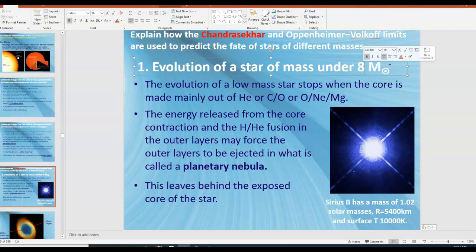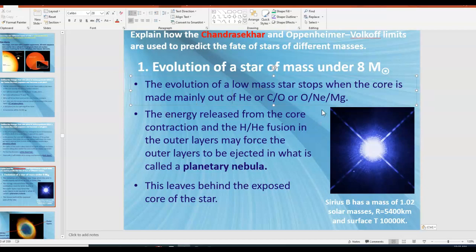Okay, so just to review, evolution of a star of a mass under 8 solar masses. These are relatively small stars. The evolution of a low mass star stops when the core mainly runs out of helium or carbon or oxygen or neon or magnesium, whatever it is that's fusing in the core of the star. Now, it's very possible that the star manages to fuse hydrogen into helium, but it doesn't have enough mass to keep going after that. It's also possible that the star has enough mass to compress again and fuse that helium into carbon and oxygen, but it all kind of depends on the initial mass of the star. But eventually it's going to run out of fuel.